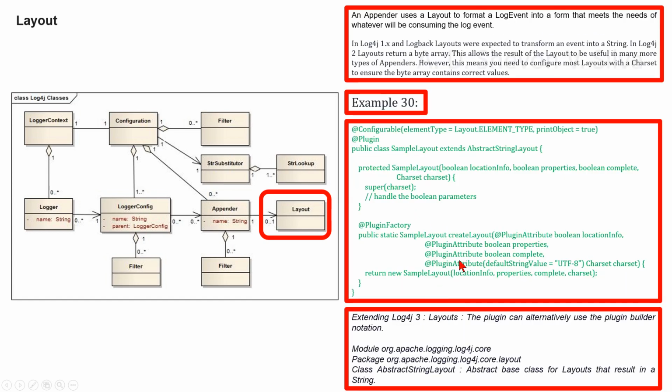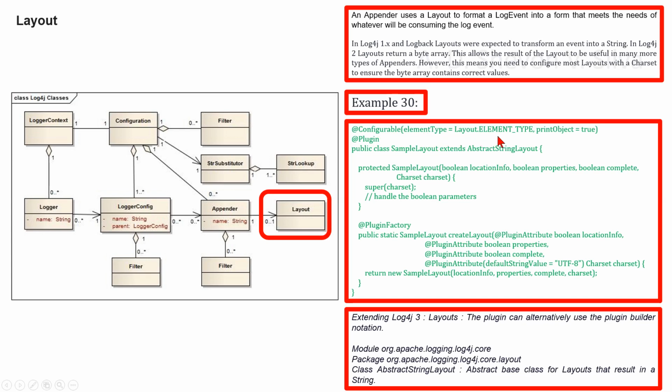Now we are considering extending Log4j layouts. The plugin can alternatively use plugin builder notation. The class AbstractStringLayout in package org.apache.logging.log4j.core.layout in module org.apache.logging.log4j.core is an abstract base class for layouts that result in a string. Layouts perform the formatting of events into printable text that is written by the appenders to some destination. All layouts must implement the Layout interface. Layouts that format the event in a string should extend AbstractStringLayout, which will take care of converting the string to a required byte array. Each layout must declare itself as a plugin using the @Plugin annotation and the @Configurable annotation with the element type of layout.